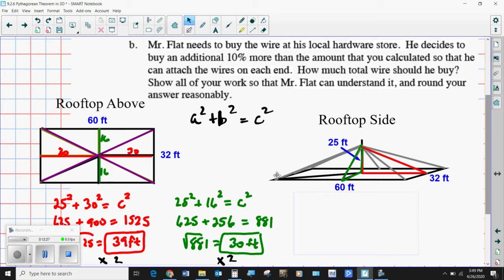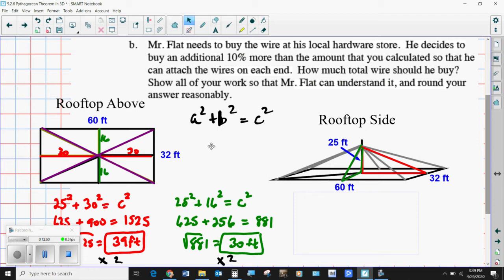But we've got a problem here. The problem that we have is we don't know the distance from the antenna's base all the way across the rooftop to that corner. So if we don't know this leg of this right triangle, we can't figure out the hypotenuse. Luckily, we know what this distance is, and we know what this distance is.